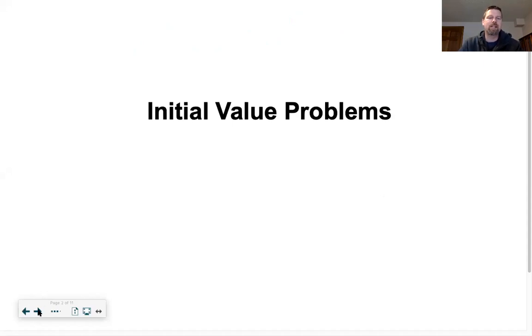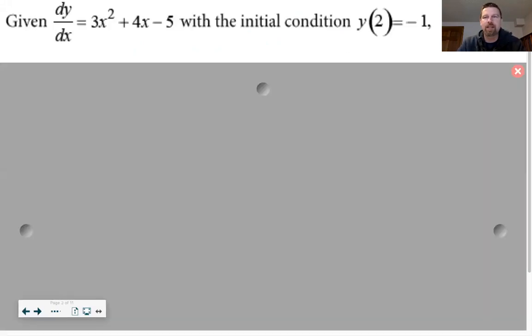First up is initial value problems. Initial value problems give you some kind of differential equation like this: dy/dx is 3x squared plus 4x minus 5. And then they give you an initial value, like y of 2. When you plug 2 in, you get negative 1 out. So you can use that initial value to find the equation for y, and then it'll typically ask you to find something like y of 3.